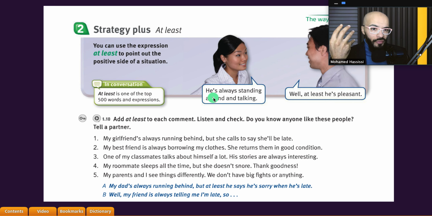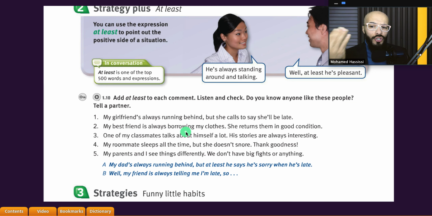Example of the expression in use: he's always standing around and talking. Well, at least he's pleasant. I mean, even if he is standing around and talking all the time, at least he's not an obnoxious person. He's not a bad person. He's a good person. He's a lovable person. You know, he's fun to have around. Now, the only challenge with at least is you have to know where exactly to use it in the sentence. Okay? Doesn't come at the end, doesn't come at the beginning. There's a very specific spot where you have to put it.